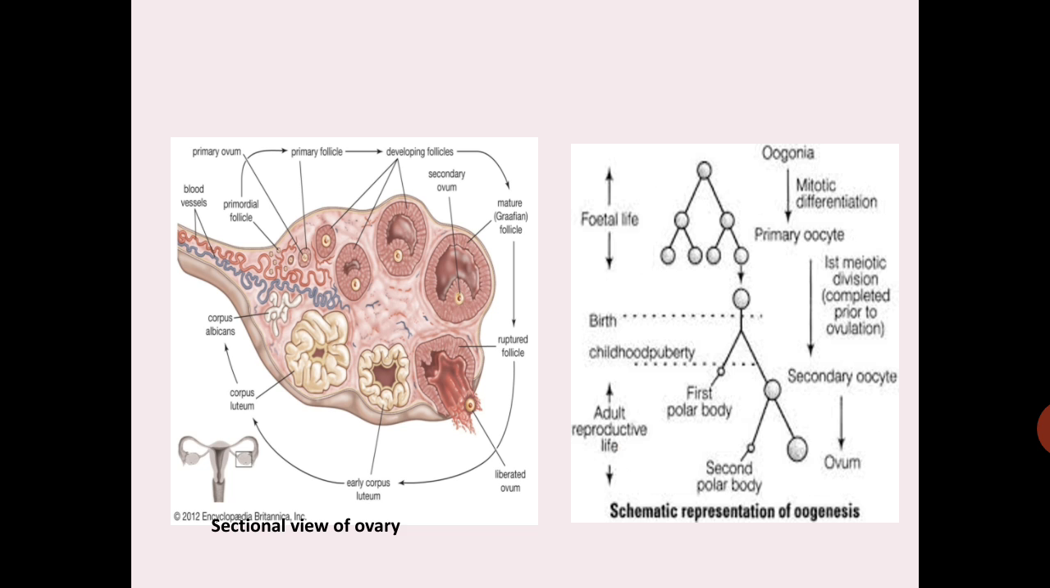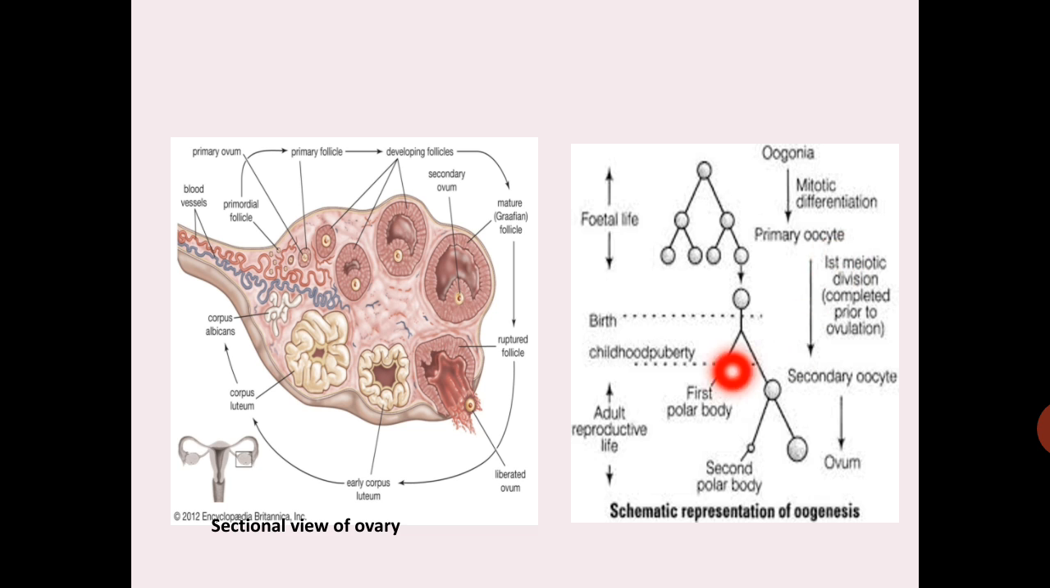So here the TS of ovary is shown, which shows you the primary follicle and developing follicles. This is the mature Graafian follicle rupturing, liberating the ovum. So this is about the TS of ovary.